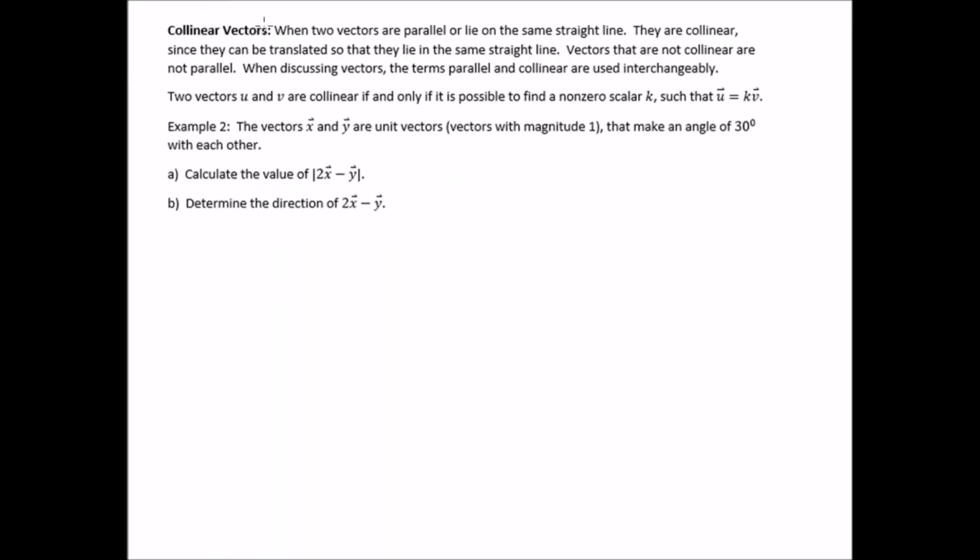Collinear vectors, we talked about this before. This is when two vectors are parallel or lie on the same straight line.